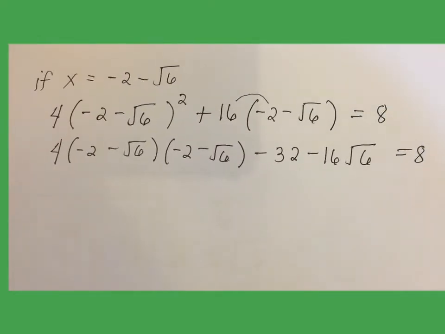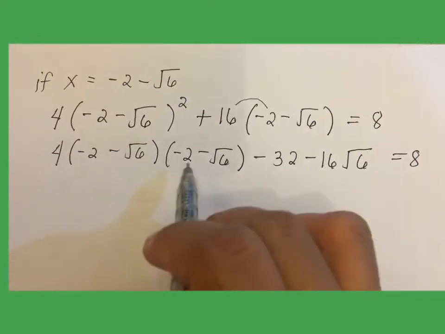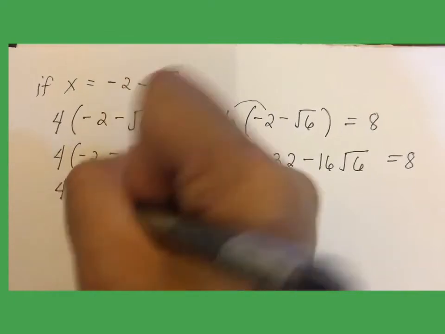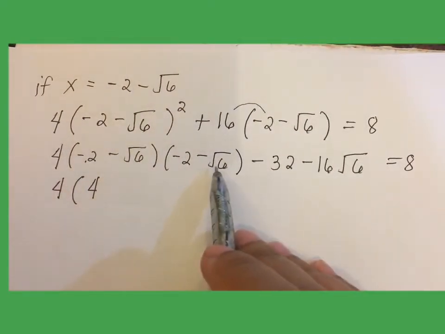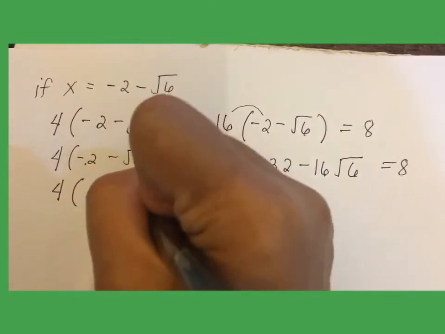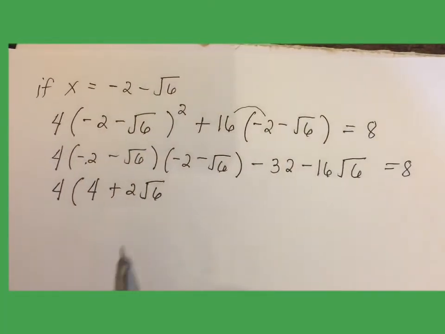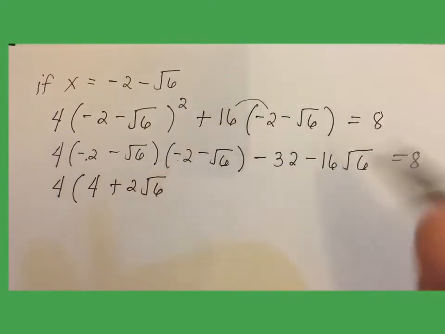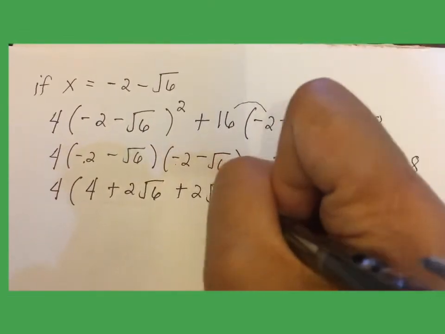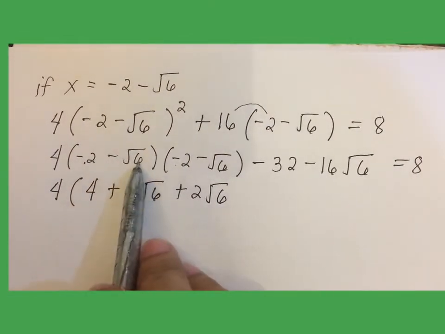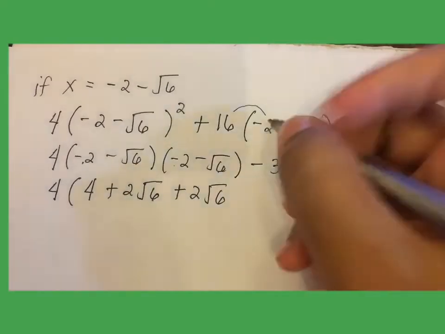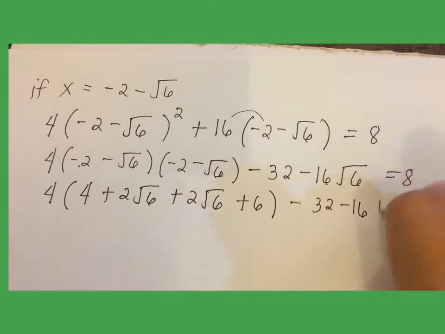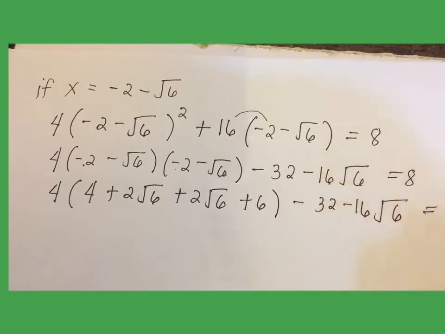Next, we can now apply the distributive property here. So negative 2 times negative 2, that's 4. Negative 2 times negative square root of 6, that's positive 2 square root of 6. We go to the next one, negative square root of 6 times negative 2, that's positive 2 square root of 6, and negative square root of 6 times negative square root of 6, that is positive 6, minus 32 minus 16 square root of 6 equals 8.